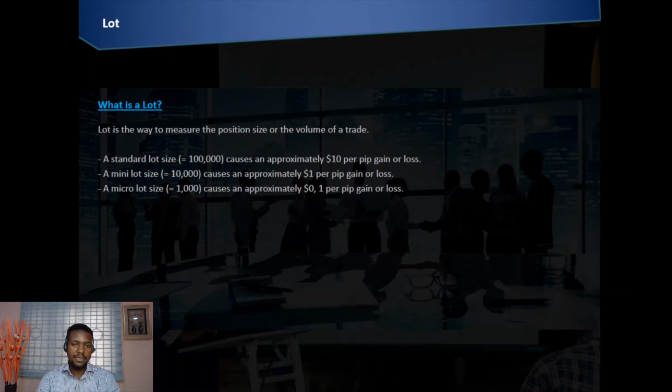Now, what is lot? Lot is the way to measure the position size or the volume of a trade. A standard lot size is 100,000, which is $10 per pip. A mini lot size is 10,000, which is $1 per pip, while a micro lot is 1,000, which is $0.1 per pip.